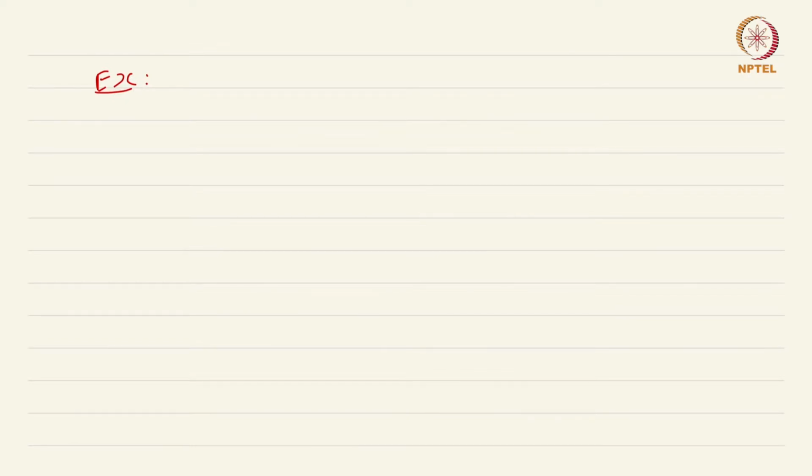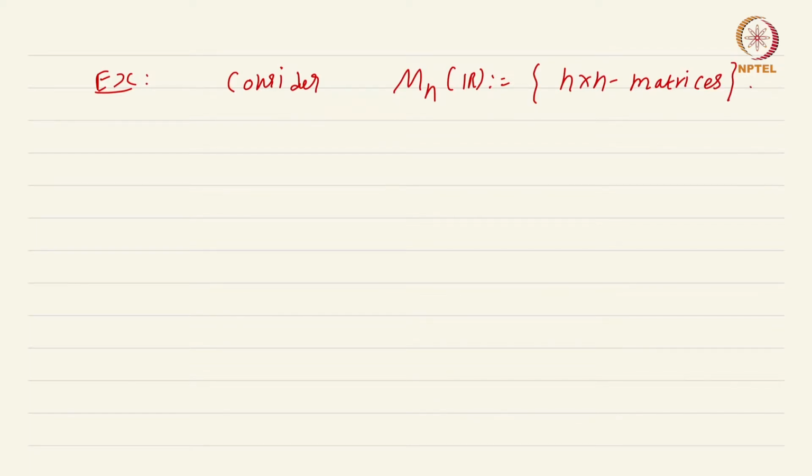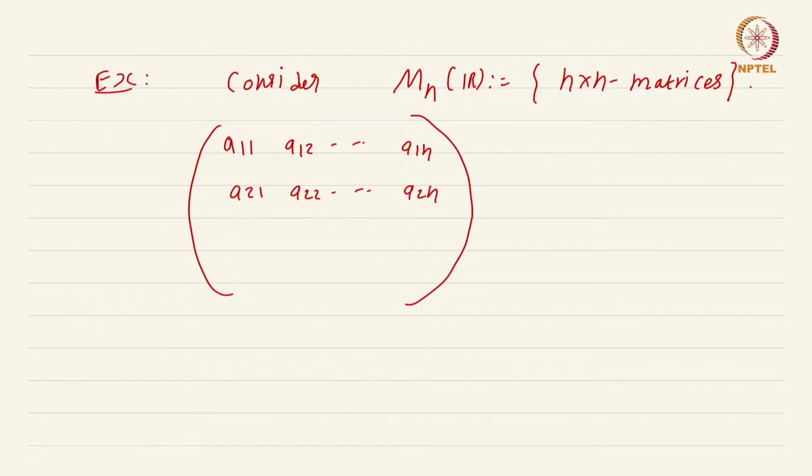I'm going to give this as an exercise, and you should solve this entire exercise in detail, because what follows will not make any sense without solving it. So consider M_n(R), the collection of all n cross n square matrices with coefficients in the real numbers. A typical matrix you can write as A11, A12 dot dot dot A1n, A21, A22 dot dot dot A2n, then An1, An2 dot dot dot Ann.